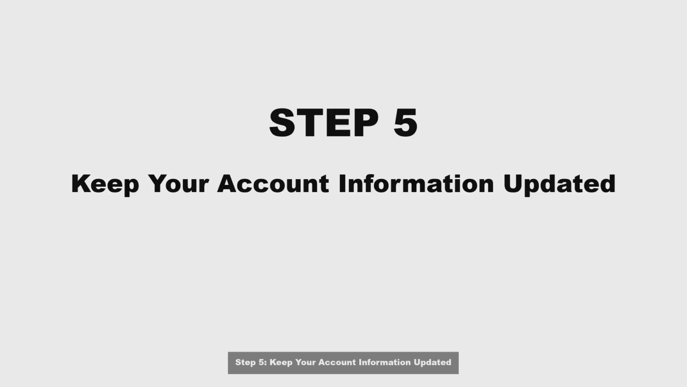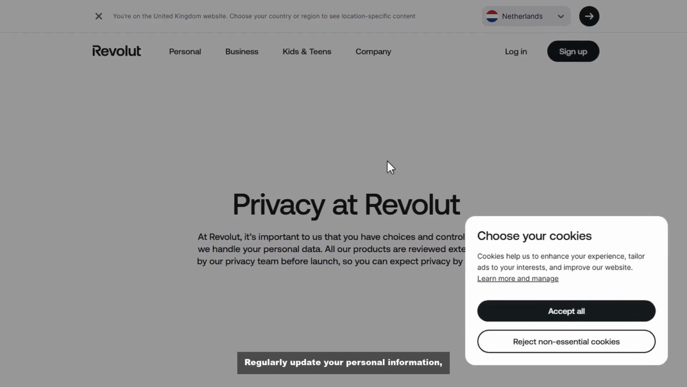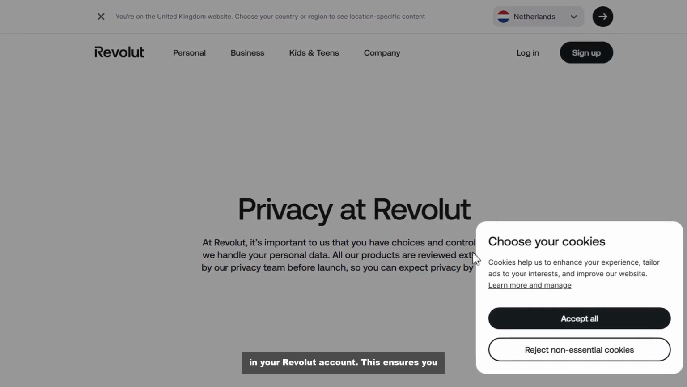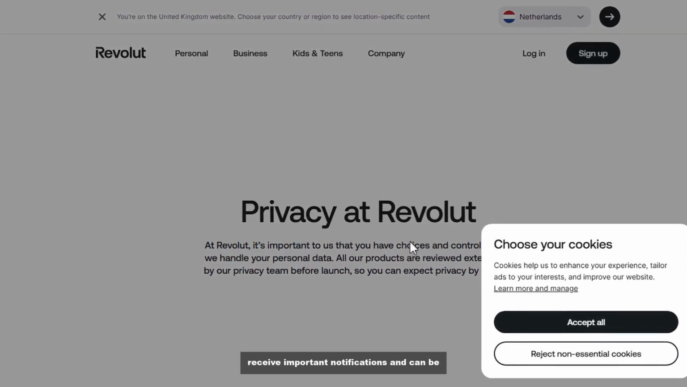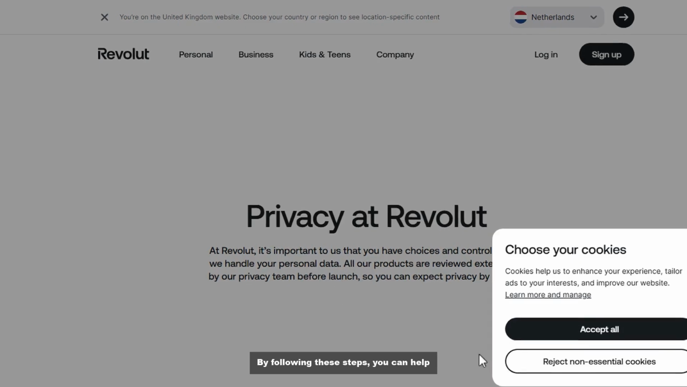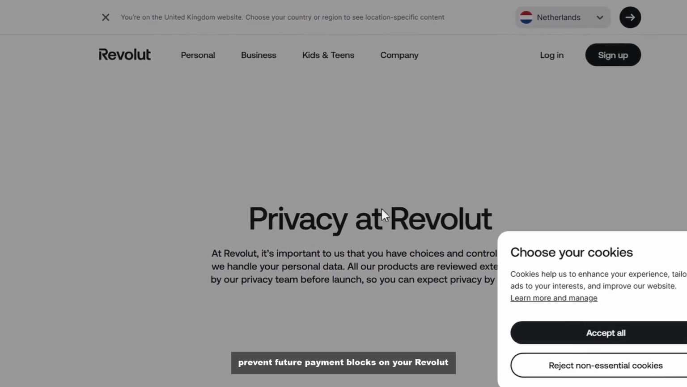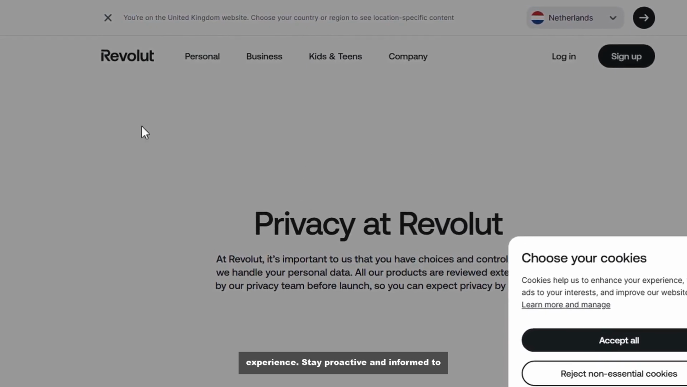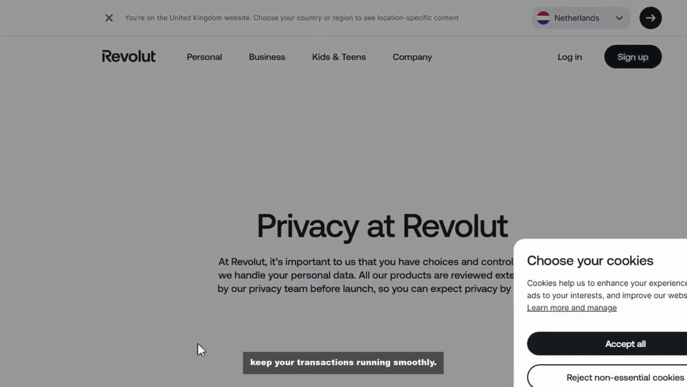Step 5. Keep your account information updated. Regularly update your personal information, such as your phone number and email address, in your Revolut account. This ensures you receive important notifications and can be contacted in case of any issues. By following these steps, you can help prevent future payment blocks on your Revolut account and enjoy a seamless banking experience. Stay proactive and informed to keep your transactions running smoothly.